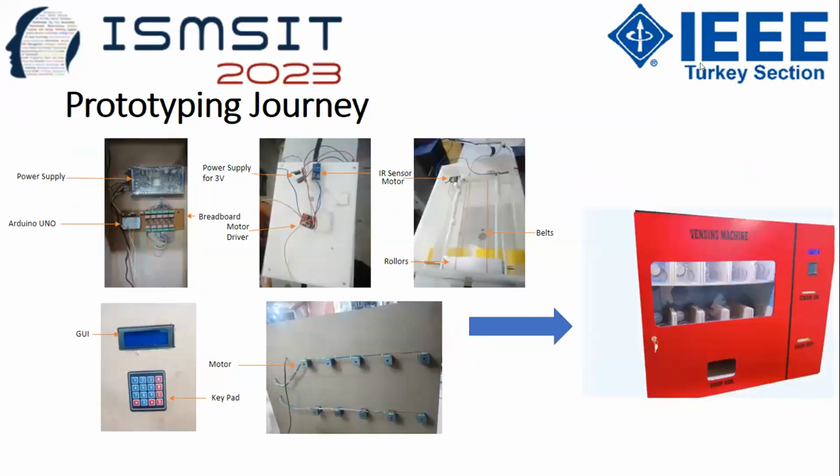Prototyping journey. This was the whole raw material, in raw form. From the very left position, top left, this is the power supply, and the Arduino Uno is there. The breadboard is actually used to dispense a signal to the stepper motors; the 10 stepper motors are there.